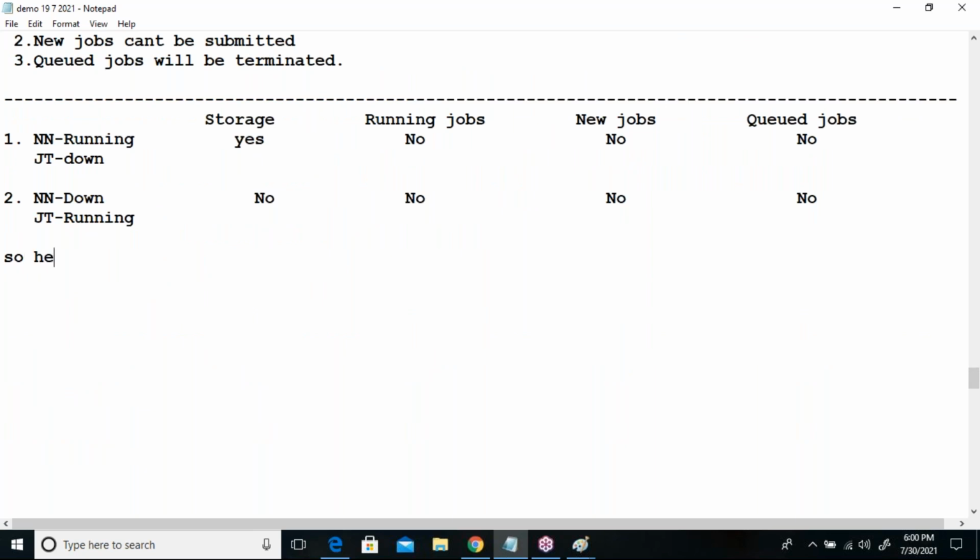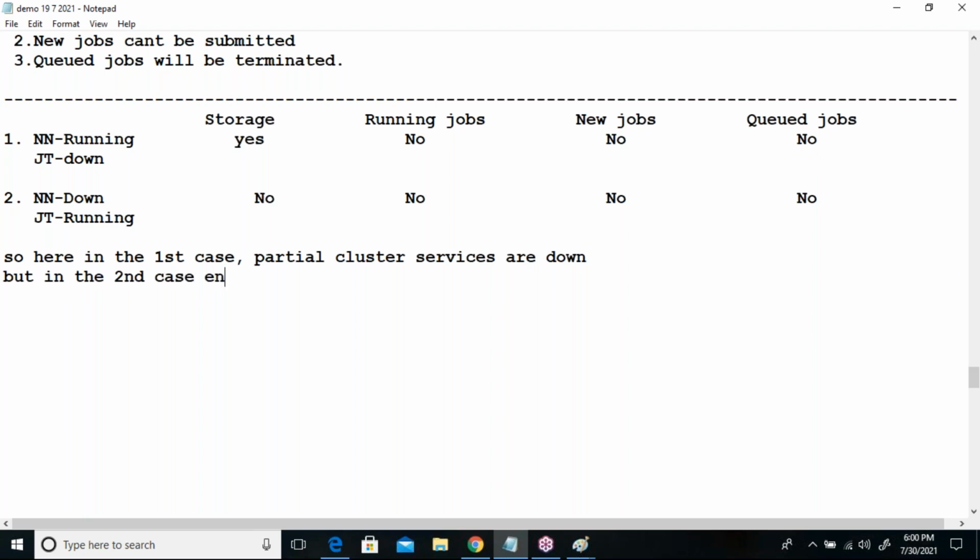So in the first case, partial cluster services are down. But in the second case, the entire cluster is down.